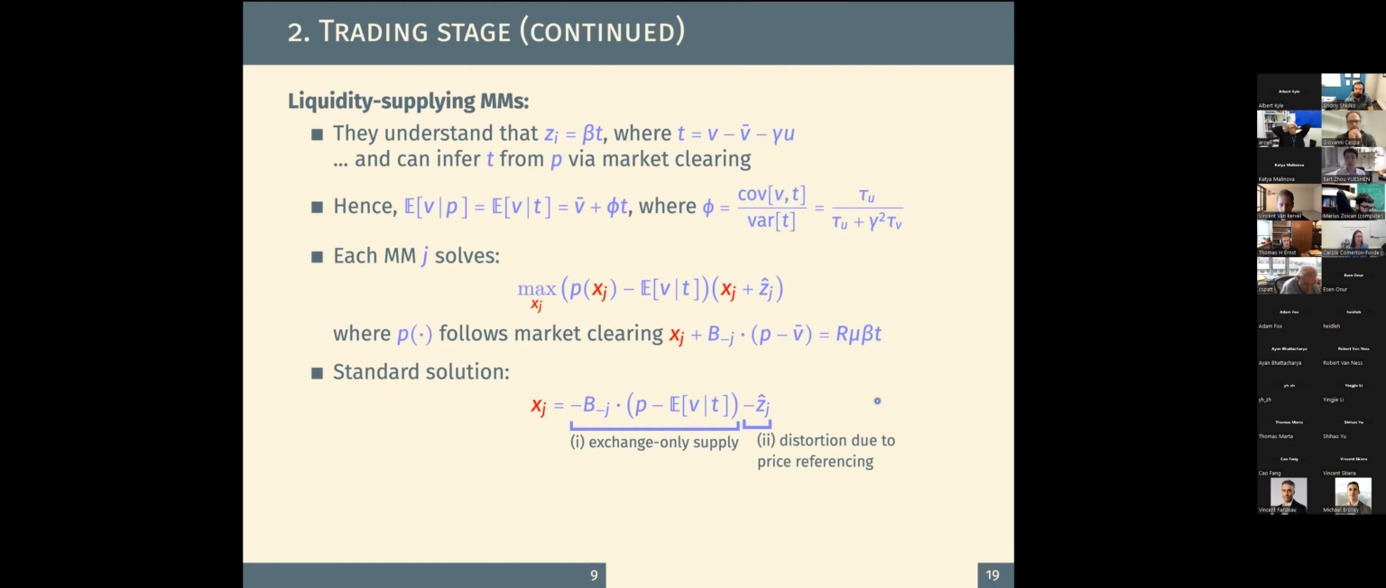And that's the standard solution, and that's the key insight here from the model. We have two components, right? So the first component is the exchange-only liquidity supply. And the second component is where the distortion is coming from. That's coming from my off-exchange exposure. Because I receive Z_j hat units of the orders coming to me off exchange from brokers, for example, and that gives me a lower incentive to supply liquidity on exchange. In particular, for example, if the Z_j hat is buying, that means I supply less liquidity on the exchange.